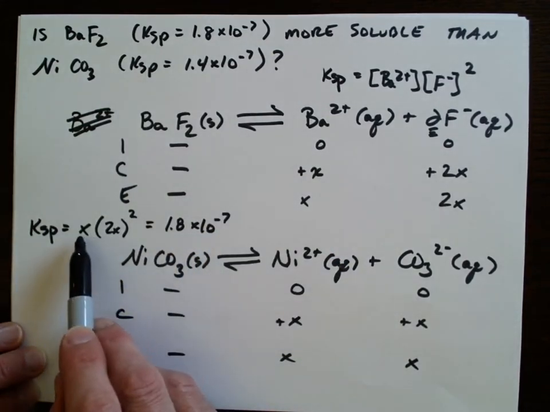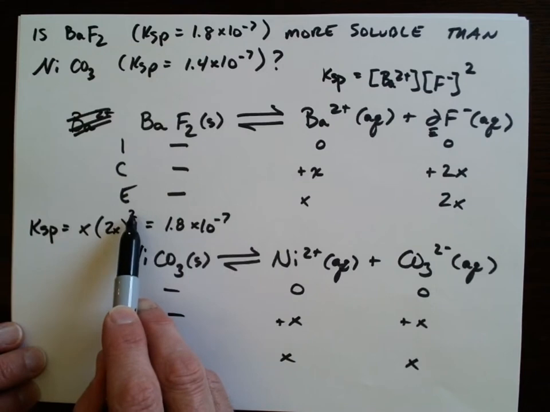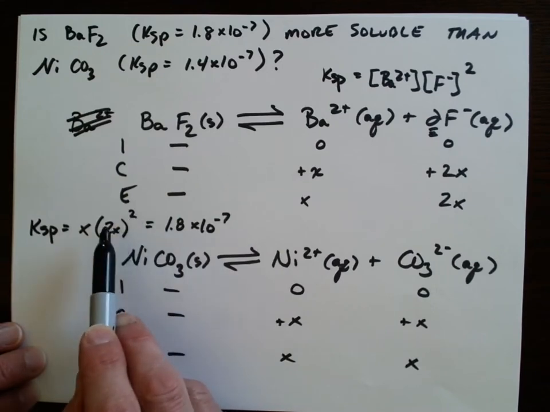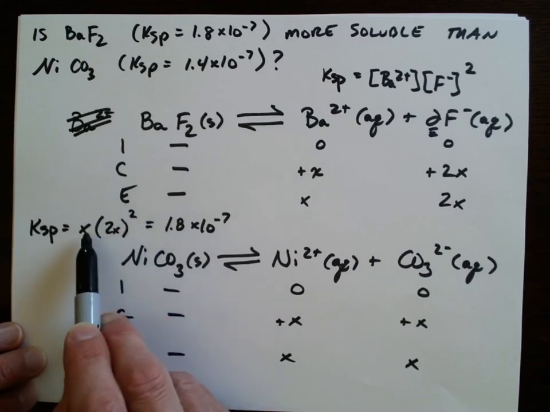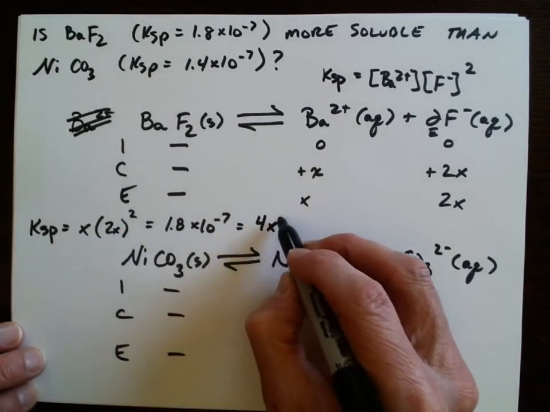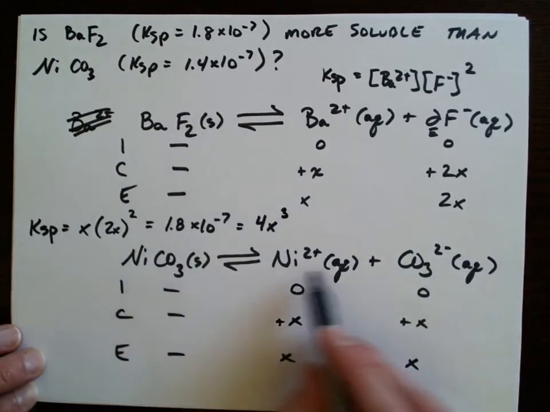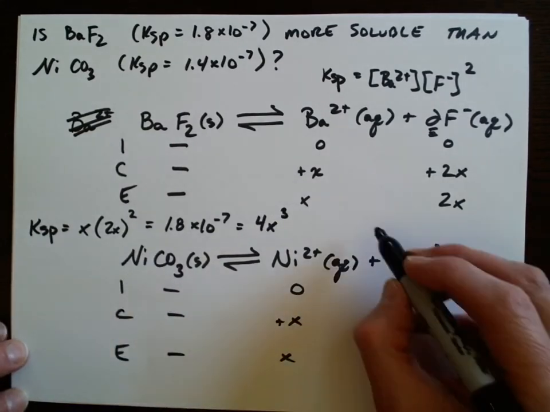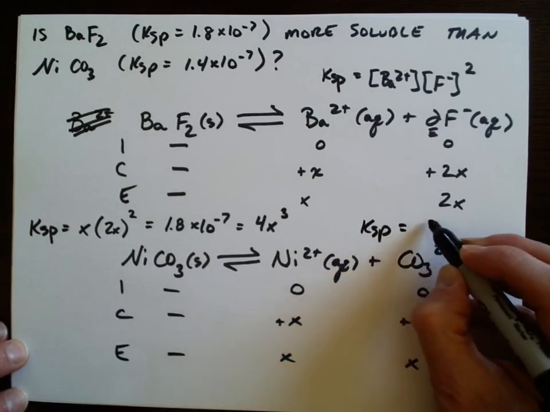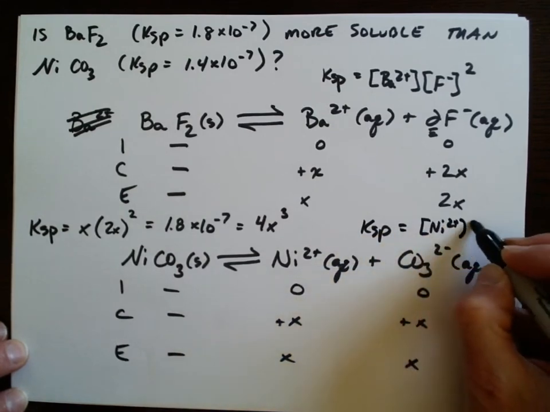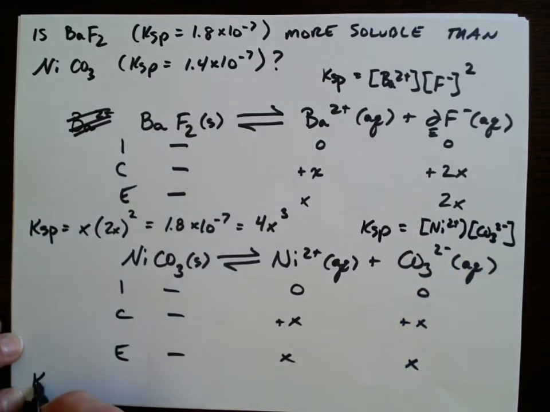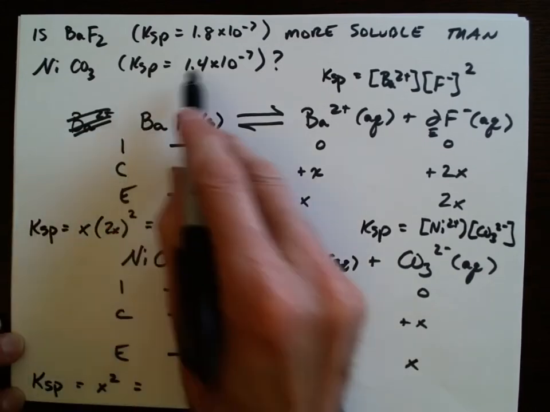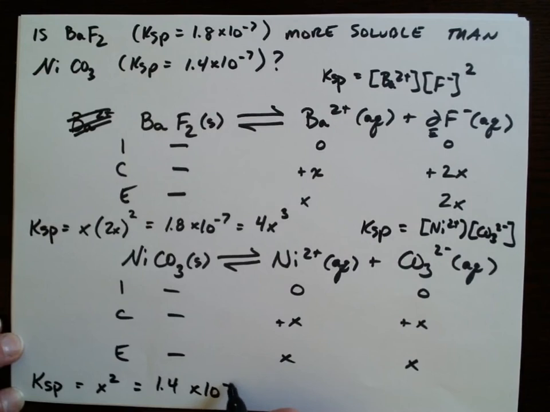Now pay attention here, because 2X quantity squared is not 2X squared, it's 4X squared. It's 2X times 2X. So 4X squared times X, that's equal to 4X cubed. Now down here in the case of nickel carbonate, KSP for nickel carbonate is going to be the concentration of nickel times the concentration of carbonate, of course both at equilibrium. So in this case, we're going to write KSP is X squared, X times X, and that's going to be equal to 1.4 times 10 to the negative 7.